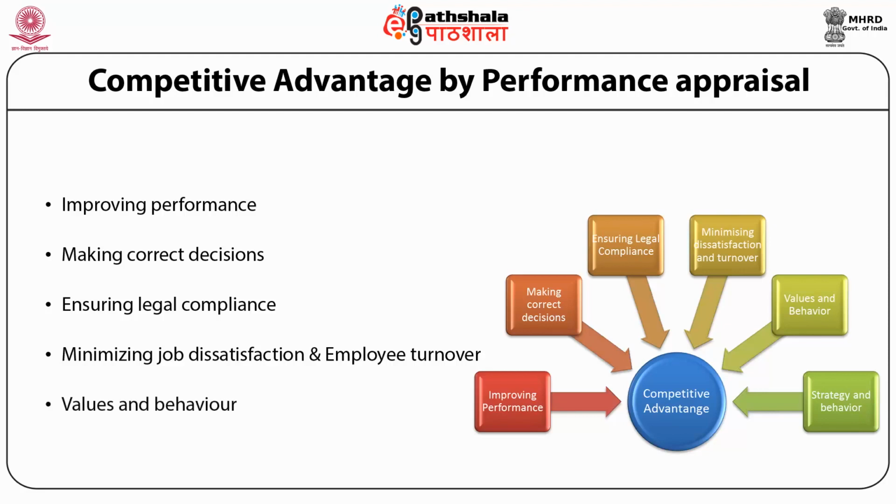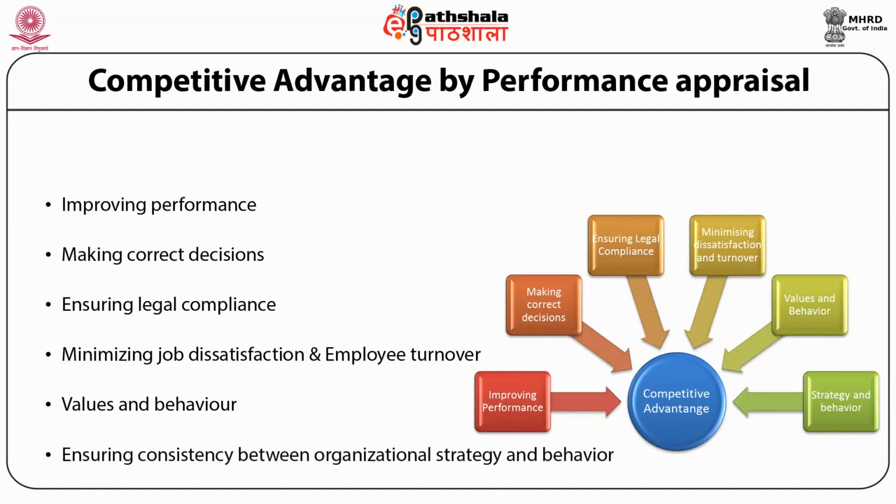The next point is values and behavior. An organization needs a strategy in which there is consistency between values and behavior. Employees always tend to behave in a manner that they feel will be rewarded. The performance appraisal system helps to elicit feedback on the consistency of the values-behavior link. The last is ensuring consistency between organization strategy and behavior. The performance appraisal system serves many organizational objectives and goals. Whatever be the strategy of an organization, performance appraisal has definite roles in all of them.